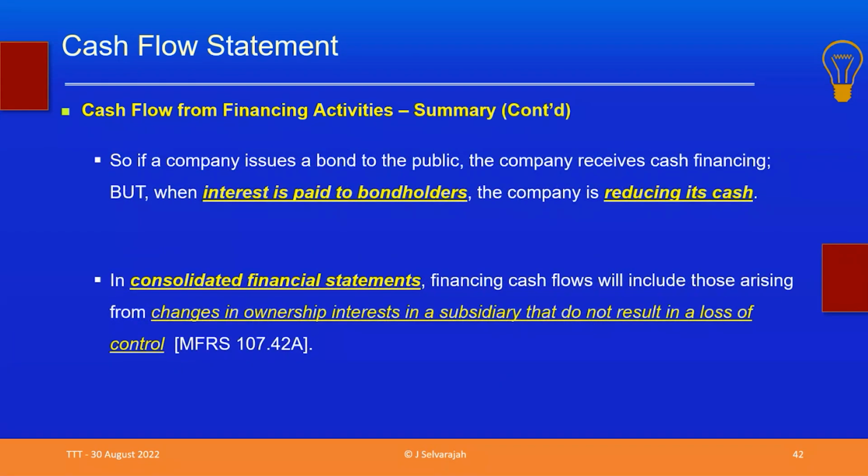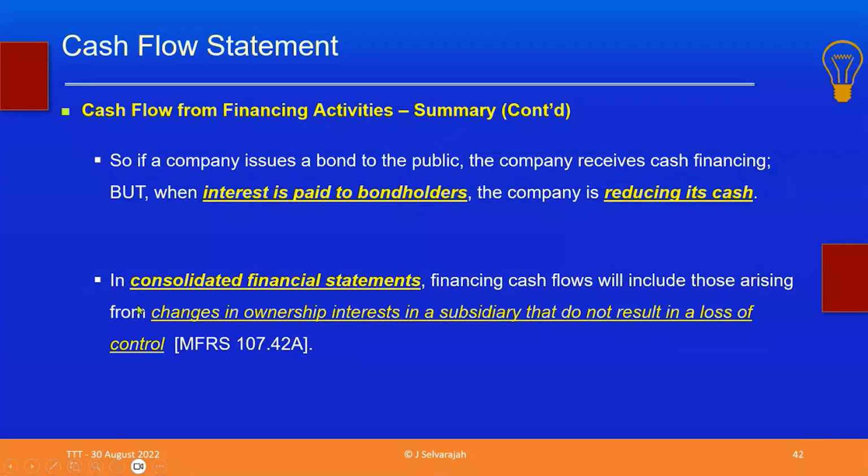All right. Now, if a company decides to raise funds and they issue a bond to the public, the company receives the cash, because the public subscribes for it and you get the money on the bond. But when the interest is paid to the bondholders, it is actually reducing the cash. Company issues the bond to the public, receives cash. Pay interest, pay out cash. So you're reducing cash. Simple logic.